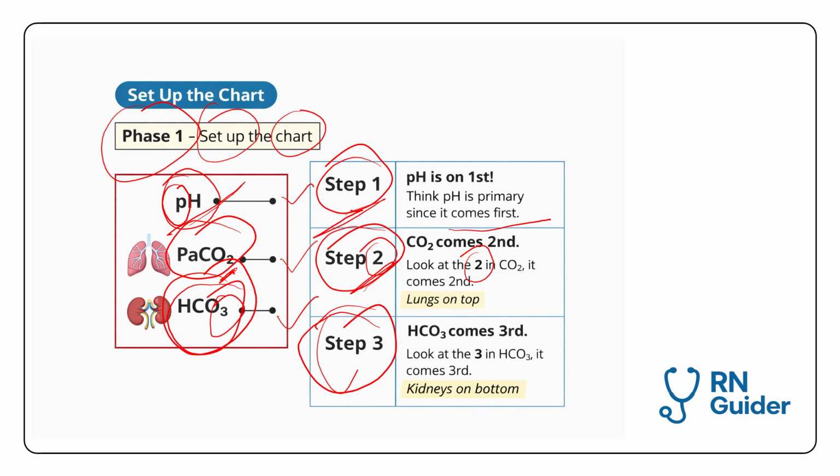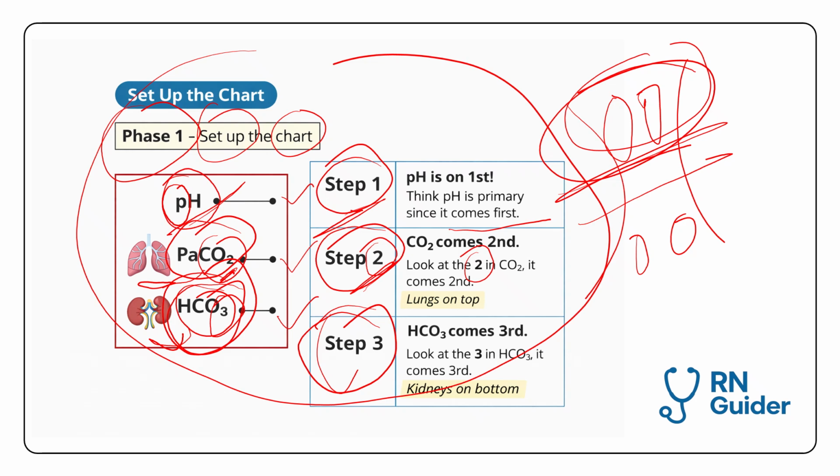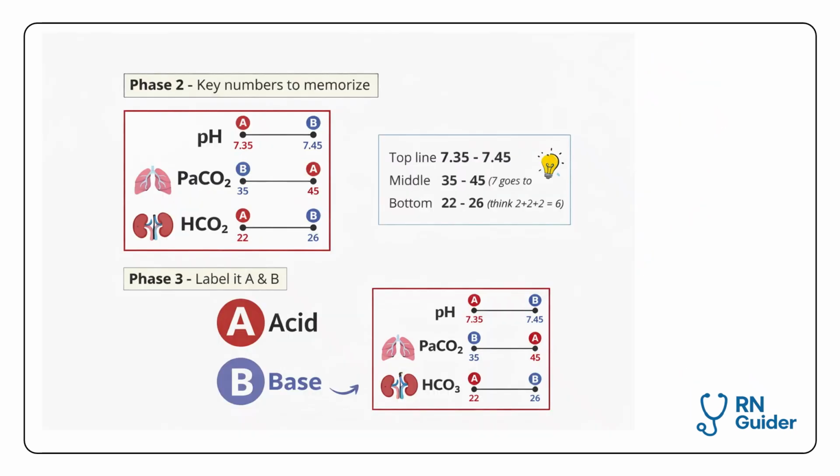Another technique you can use is our body setup: lungs will be on top, and the kidney in the bottom line. So on top we get lungs, this carbon dioxide is related to lungs, and bicarbonate is related to kidney. So according to organ setup, we can also remember which one will come first. I hope all of us understood this chart setup.